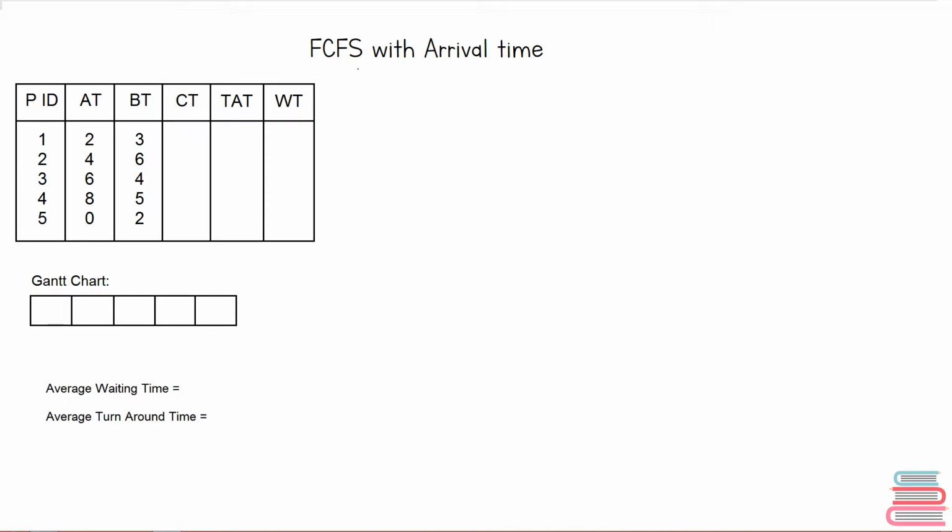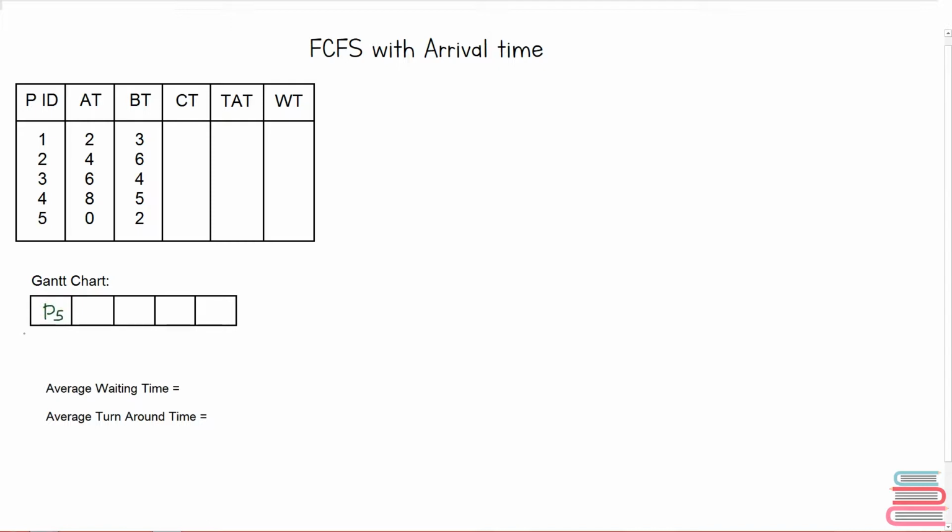Hello everyone. In this video we are going to see how the first come first serve algorithm works with arrival time. The arrival time tells which process needs to be executed first. So the process having the least arrival time should be executed first. In this example, process 5 has the least arrival time. Hence it has to be executed first.